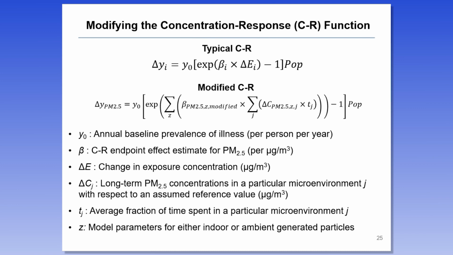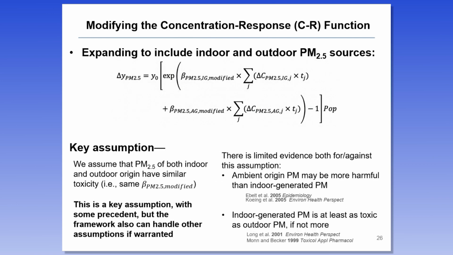So in this equation, the z index shows the parameters which are related to indoor or ambient generated particles. And the j indexes show the model parameters which are associated with the different microenvironments. At the beginning, we're going to focus on particles generated indoors or outdoors, and then we're going to talk about different microenvironments.